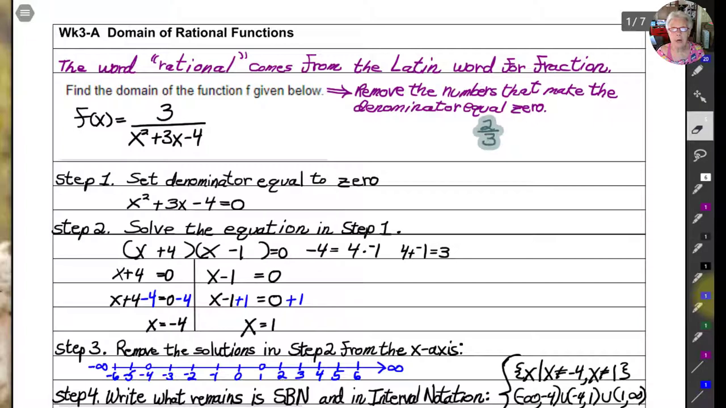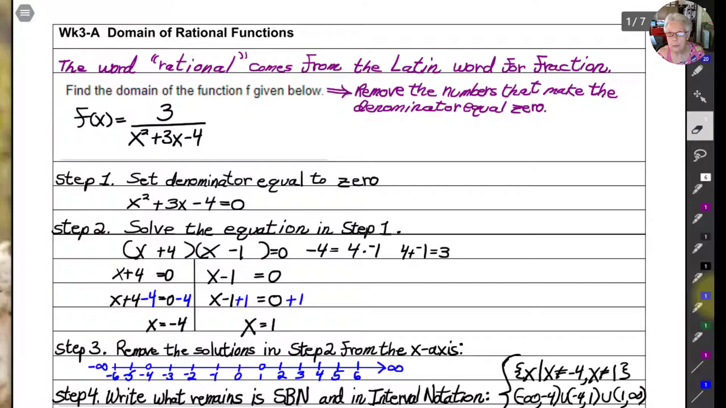Now, here's how you find the numbers that are the troublemakers so you can kick them out of the domain. Remember, the domain is the set of all the x-coordinates. You don't want the bad guys in the x-coordinates. They make very bad things happen. So here's our function: 3 over x squared plus 3x minus 4. The first step is to set the denominator equal to 0.